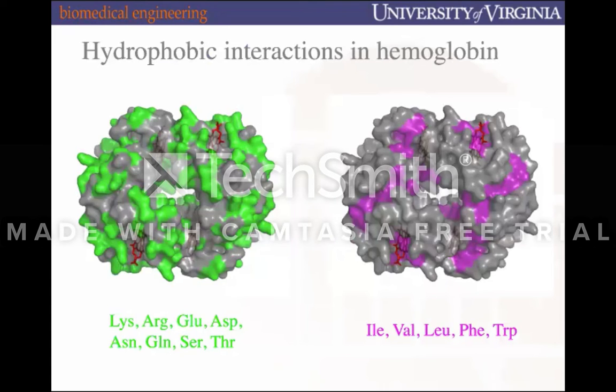So going back to hemoglobin, here we've highlighted the hydrophilic amino acid residues in green, and the hydrophobic amino acids in purple. And if you think about hemoglobin being within a red blood cell, it's in the cytoplasm, which is an aqueous solution or aqueous setting.